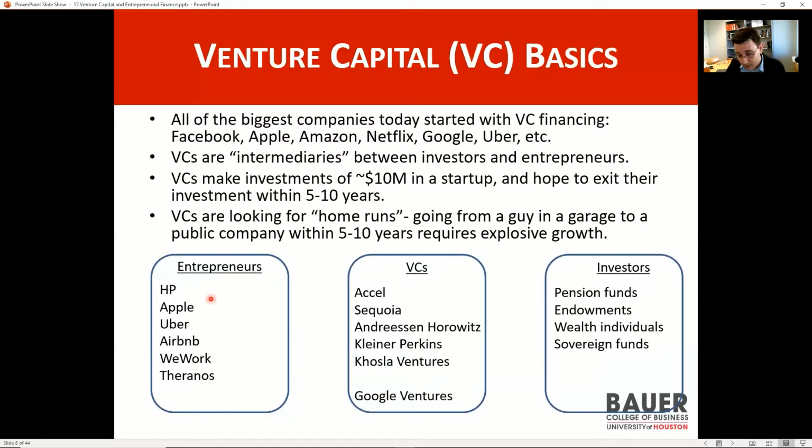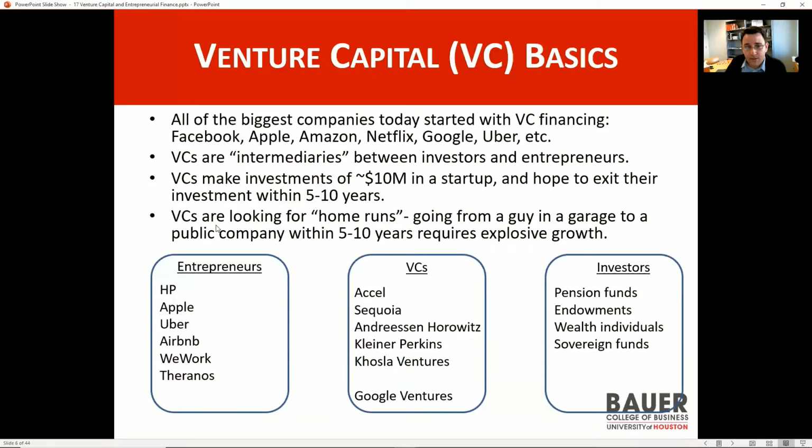And then when the entrepreneurs succeed, then the VCs will cash out. And then you'll get a cash flow going from the entrepreneur to the VCs. And that's how the VC pays back their investors. Okay. So all the biggest companies today started like this, right? The Facebooks, Amazon, Apple's, Netflix, Google, Uber, right? All these big companies that make up such a large fraction of the S&P 500, they all started with VC financing. As we said, VCs are intermediaries. They make kind of small investments to begin with and want to exit quickly.